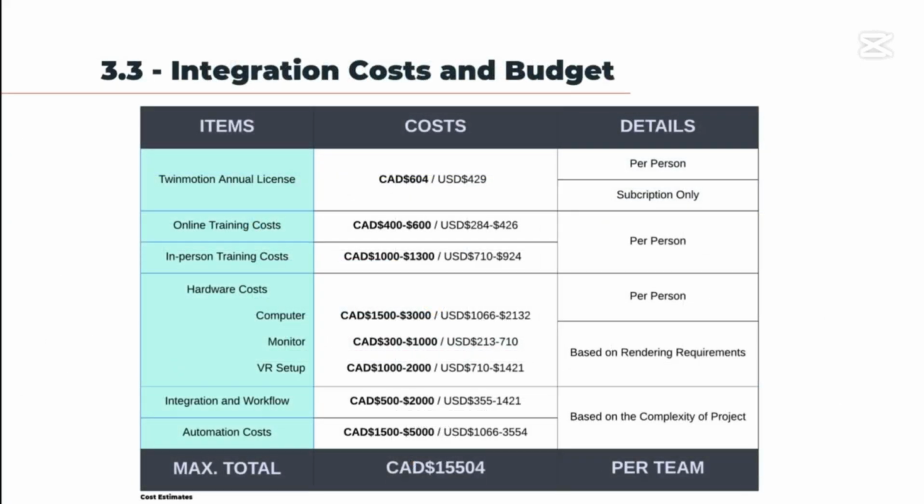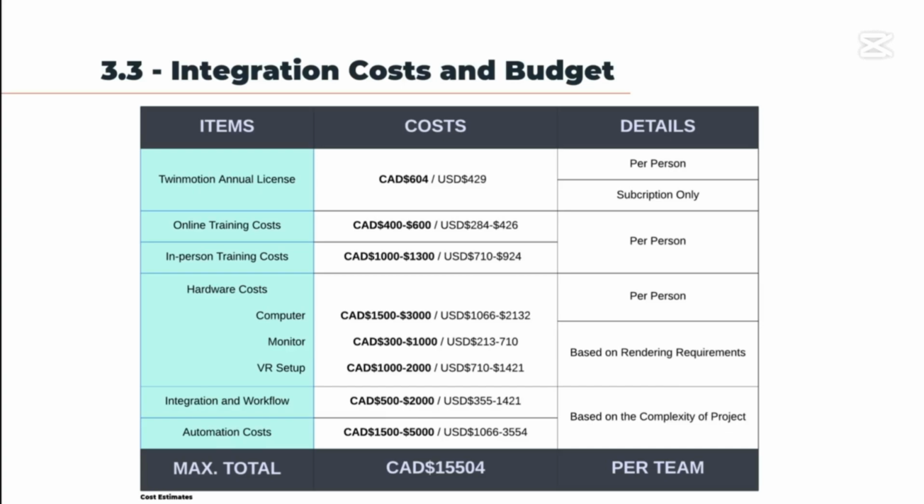The integration of Twinmotion will involve several different costs. Twinmotion is a free application for educational and non-commercial use, but for any professionals looking to use this rendering software, you'll need to pay $604 for an annual Twinmotion license. Training can be either delivered through an online course or through in-person lessons. The former will cost $400 to $600, while the latter will cost $1,000 to $1,300, depending on the number of members, session length, and the course's level of intricacy.